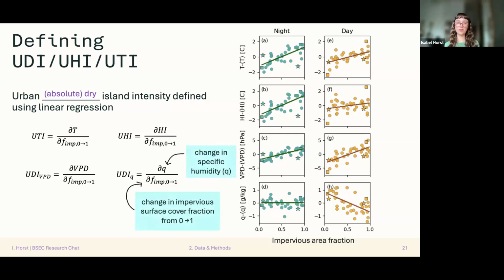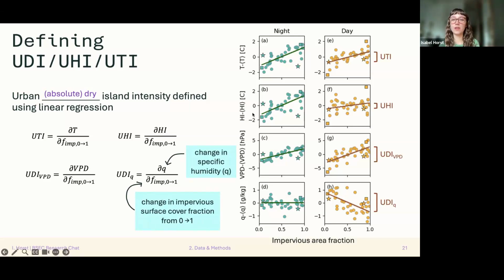And so to put this in words, what the slope means is it gives us the expected change that we would expect in specific humidity as you went from 0% impervious surface cover to 100% impervious surface cover. So like a proxy for fully rural to fully urban. And just visually on these plots, you can see it as the vertical distance covered by each of these lines.